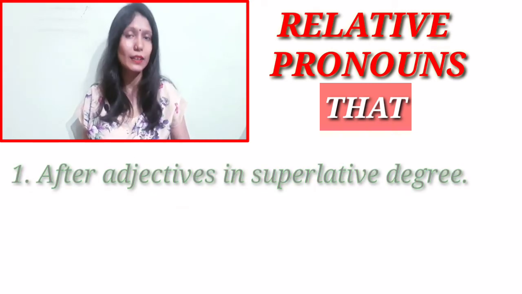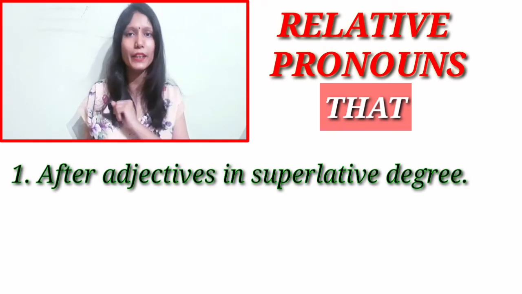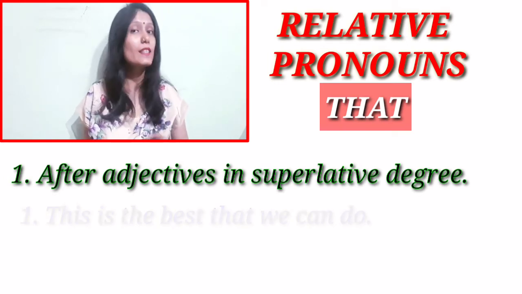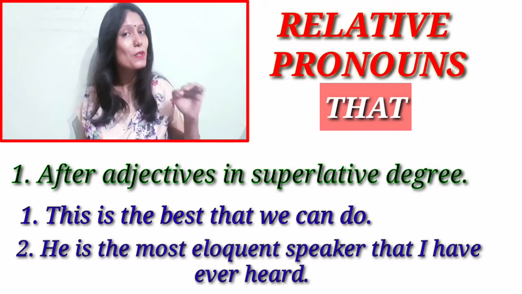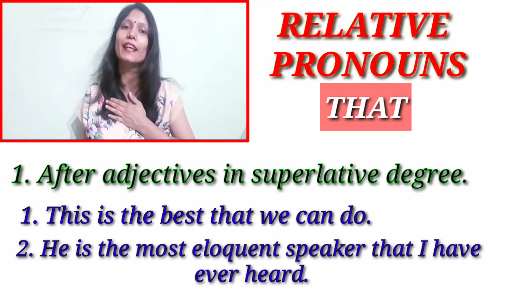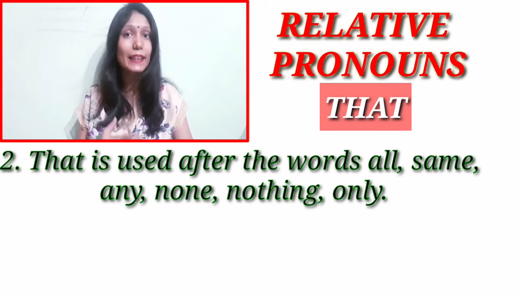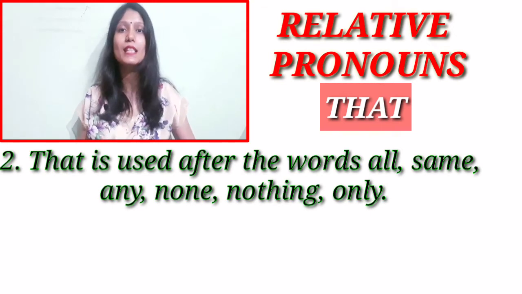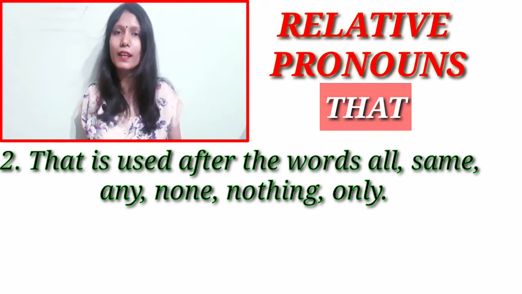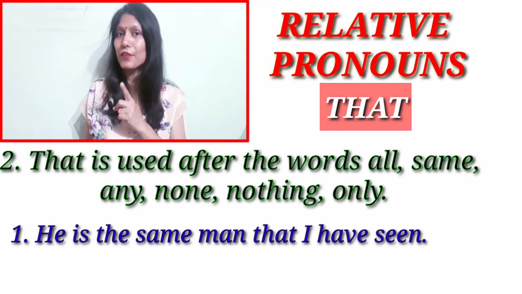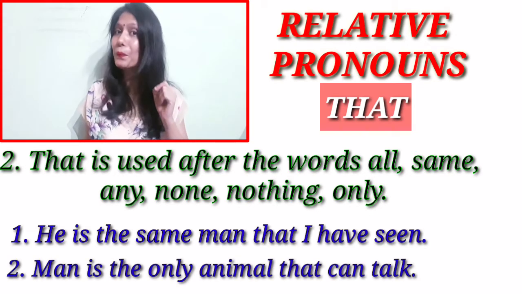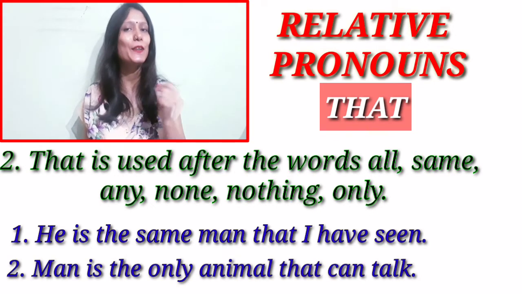Number 1, after adjectives in superlative degree. For example, this is the best that we can do. He is the most eloquent speaker that I have ever heard. That is used after the words some, all, only, nothing, none. For example, he is the same man that I have seen. Man is the only animal that can talk.